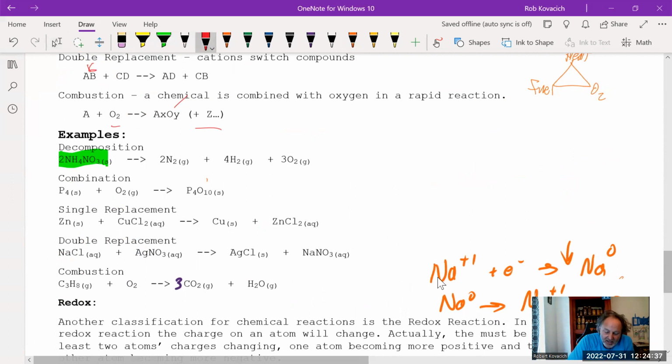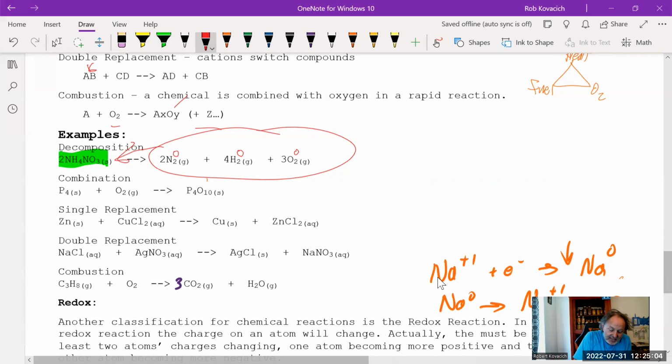On the other side, this is nitrogen in its elemental state, so its oxidation state is 0. This is hydrogen in its elemental state, so its oxidation is 0. This is oxygen in its elemental state, so its oxidation is 0. So all three of these have oxidation states of 0, and all the atoms on that side don't. So that had to be a redox reaction. Some of those atoms gained electrons, some of those atoms lost electrons, but regardless, that's what we end up with.